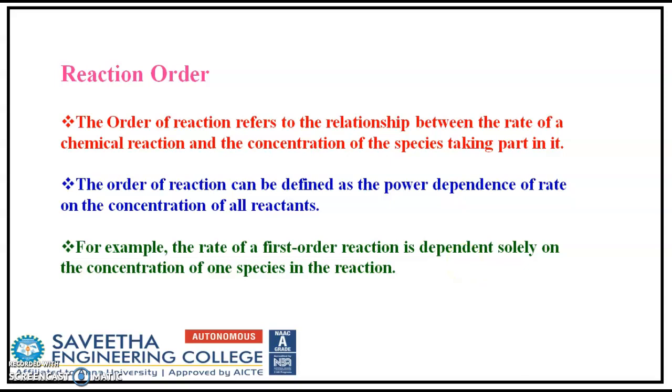What is reaction order? The order of the reaction refers to the relationship between the rate of a chemical reaction and the concentration of the species taking part in it. The order of the reaction can be defined as the power dependence of the rate on the concentration of all reactants. For example, the rate of a first order reaction is dependent solely on the concentration of one species in the reactant. In the same way, we can define zero order, second order, third order, and so on.